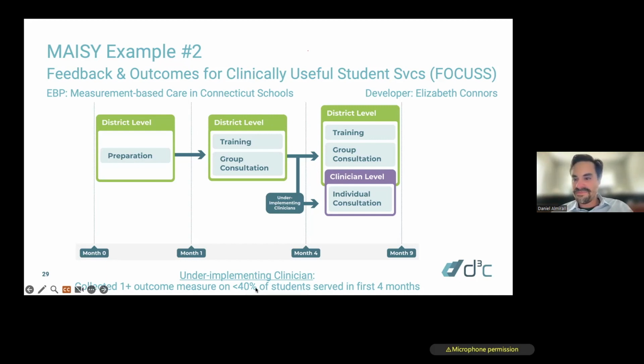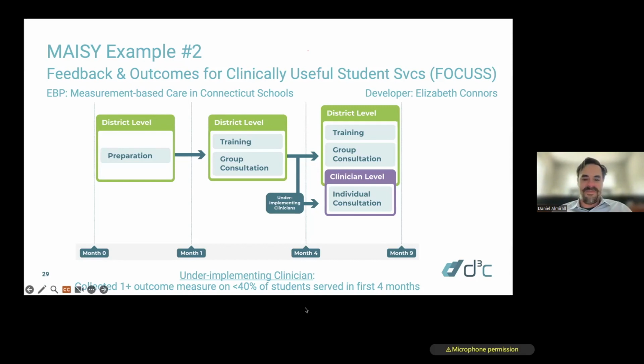That's my little cutoff. So then she says, Danny, what I want to do is give these under-implementing clinicians a little boost. And I don't want to do it in a group setting. I just want to go after them and give them individual consultation. So now she initiates these phone calls. That's what individual consultation is, with just this clinician who's struggling. You guys got it? So this is another MAISY because it's got districts, clinicians, it's got adaptive. Everybody got it? In the state of Connecticut.